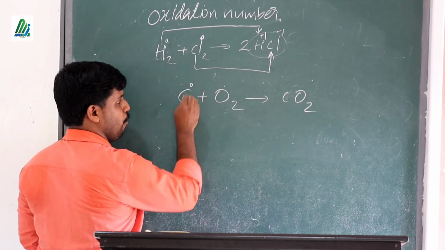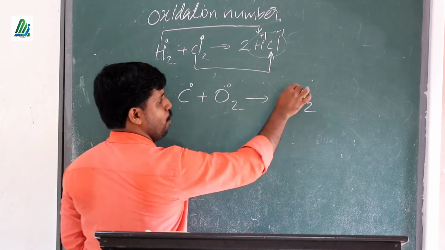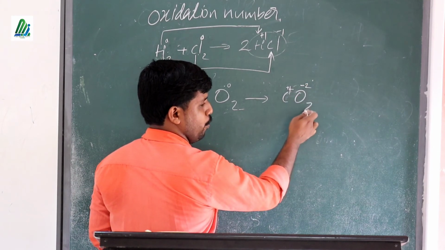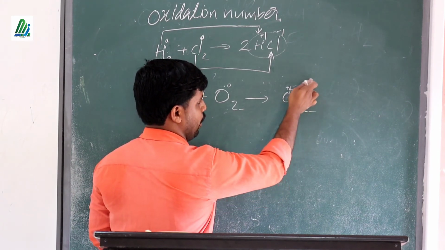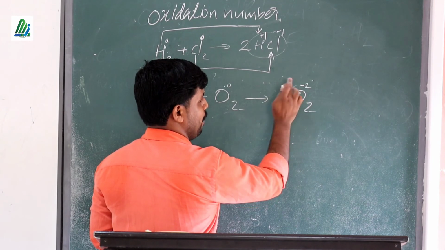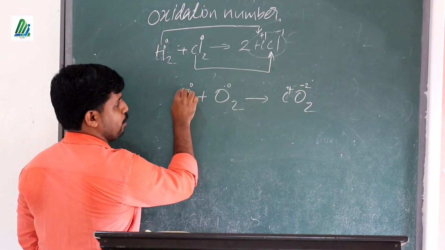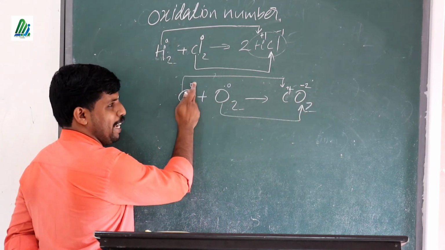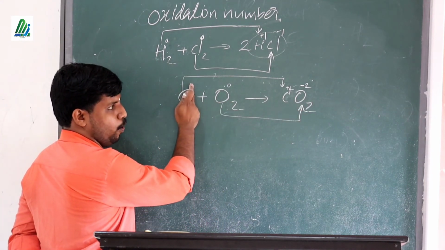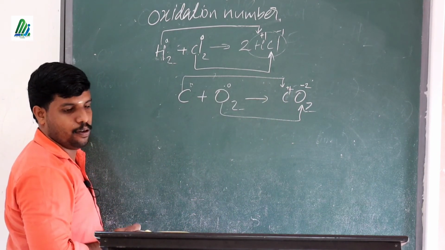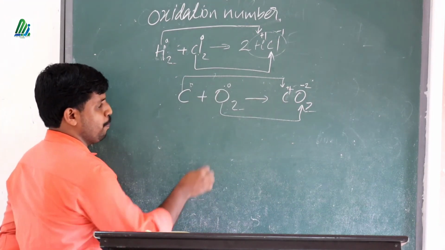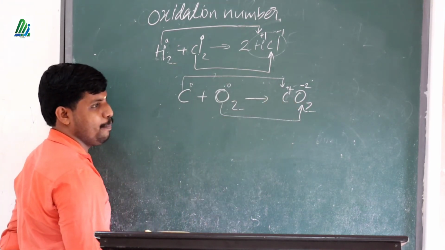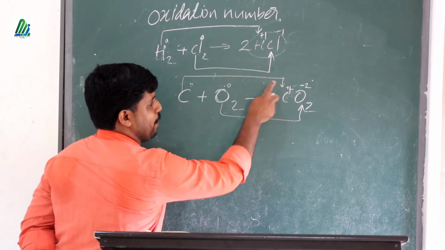One more example, C plus O2 gives CO2. So C in elemental form is 0, the oxygen molecule is 0. Oxygen accepts 2 electrons, -2, and here the total is -4 because -2 times 2 is -4. -4 is the charge for 2 oxygens. Then for carbon it is +4. Then look at the case of carbon and oxygen. What happens to carbon? Before the reaction, what is the oxidation number? 0. After the reaction, +4. Before the reaction, what is the oxidation number of oxygen? 0. After the reaction, -2.